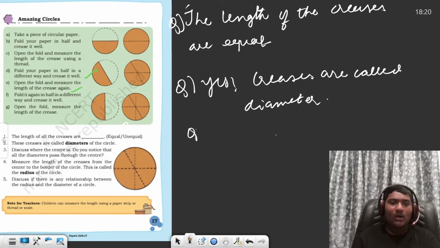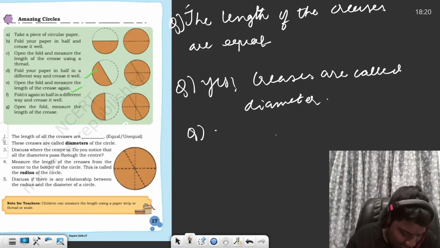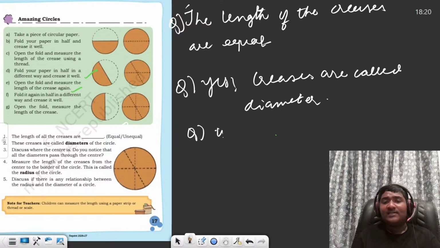Yes, the creases are called diameter. Measure the length of the creases from the center to the border of a circle. This is called the radius of the circle. Yes or no, children? Is it called the radius of a circle? Yes, it is called the radius.